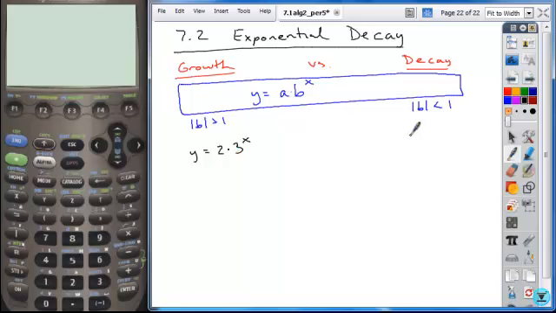Okay, now, what if I had that same thing, but this base was a fraction? So I'll even make it 2/3. If my base is 2/3, now the absolute value of that number is less than 1. So that makes it a decay function.